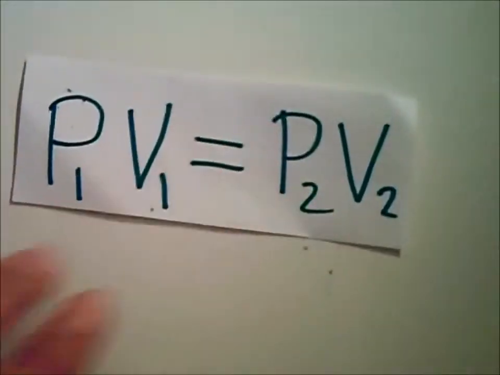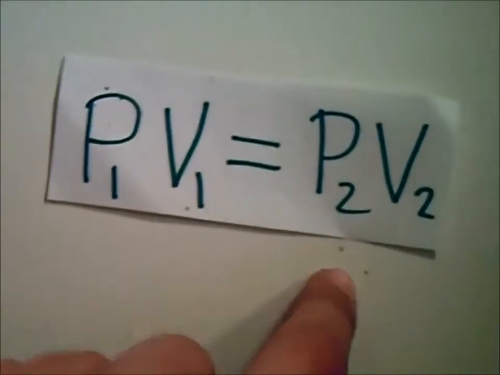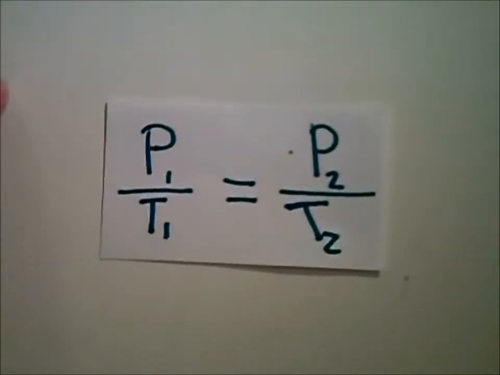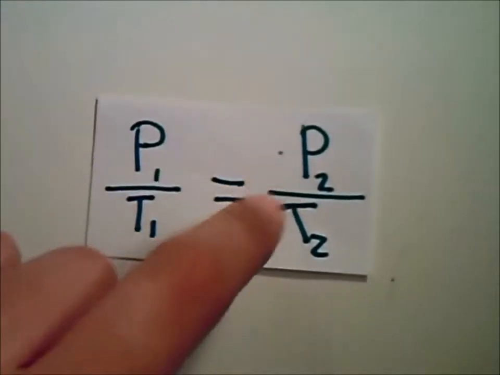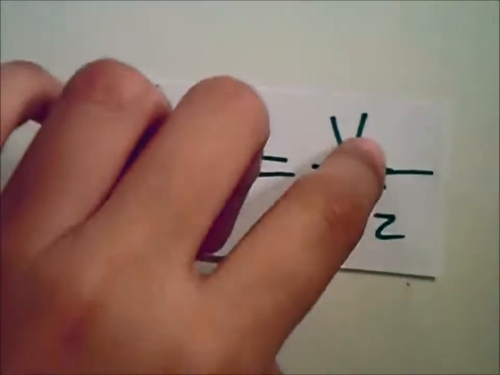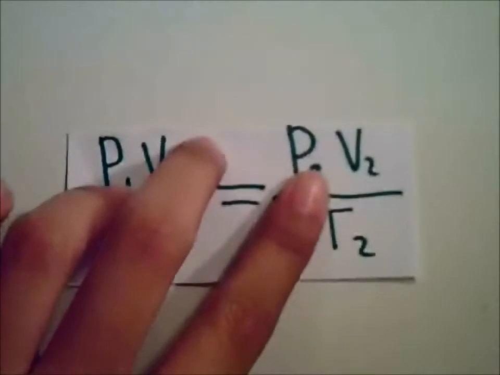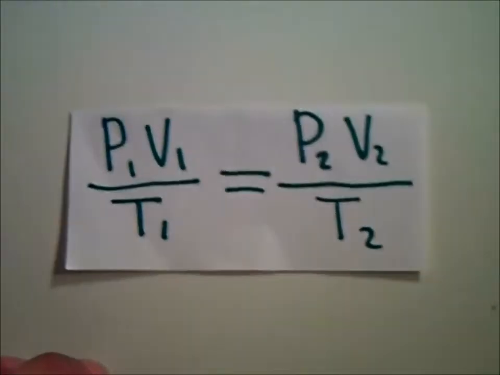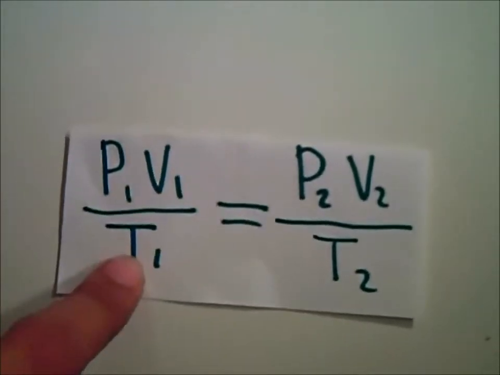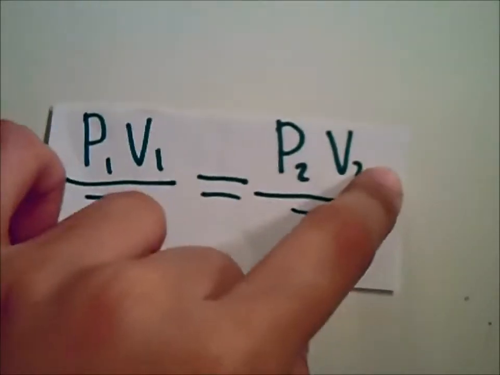According to Boyle's law, P1 times V1 equals P2 times V2. According to Gay-Lussac's law, P1 over T1 equals P2 over T2. According to Charles' law, V1 over T1 equals V2 over T2. And that's too complicated to remember individually, so we remember the combined gas law, which states that P1 times V1 over T1 equals P2 times V2 over T2.